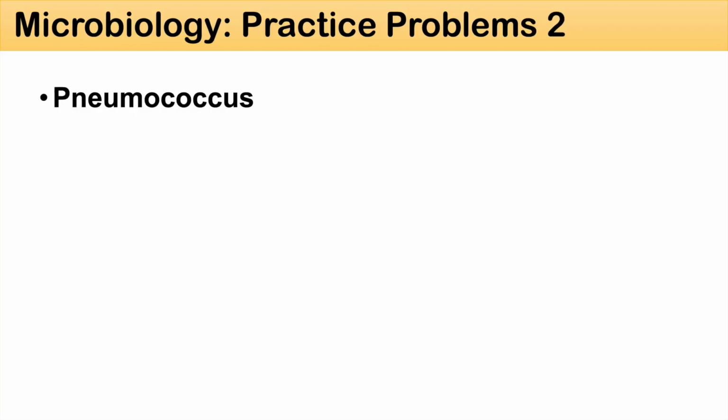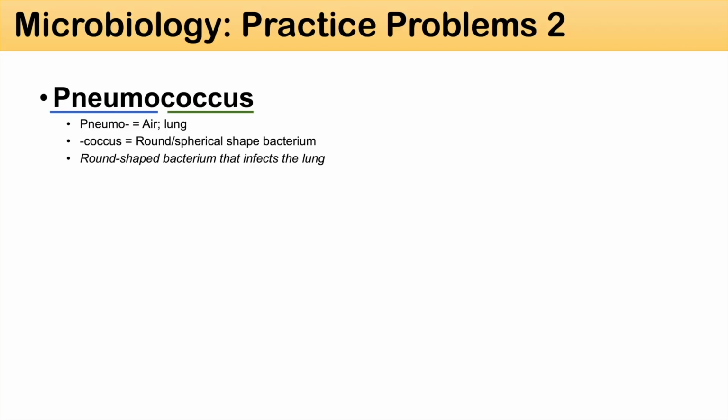The next word we're going to look at is pneumococcus. If we break down pneumococcus, pneumo means air or lung. And we just learned that coccus means round, spherical-shaped bacterium. So pneumococcus means a round-shaped bacterium that infects the lung.